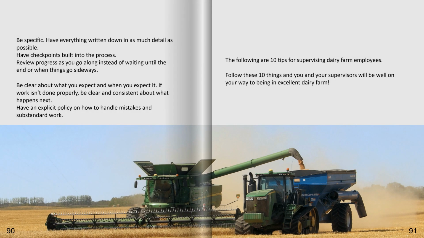Be specific. Have everything written down in as much detail as possible. Have checkpoints built into the process. Review progress as you go along instead of waiting until the end or when things go sideways. Be clear about what you expect and when you expect it. If work isn't done properly, be clear and consistent about what happens next. Have an explicit policy on how to handle mistakes and substandard work.